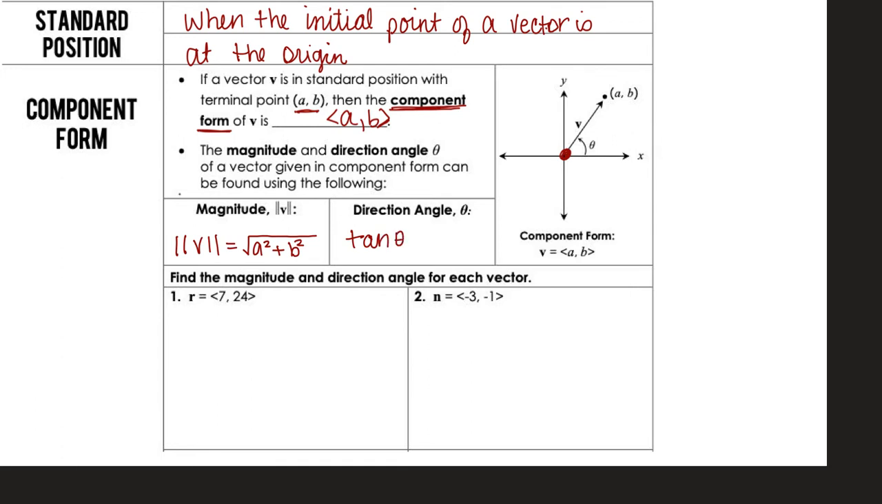You're going to say tangent of theta equals b over a. And I'm going to show you why it's b over a. We're going to go back to some trig.